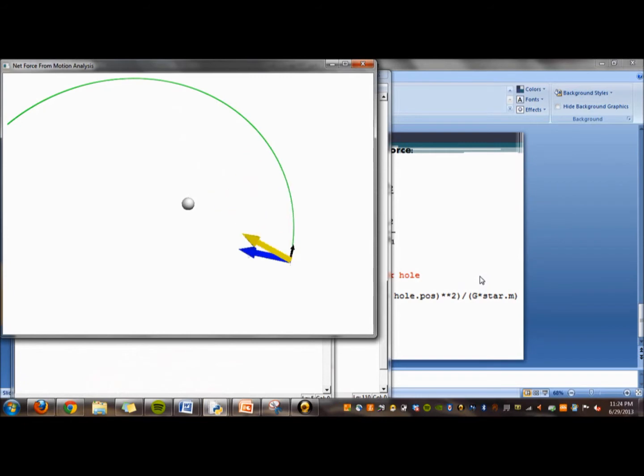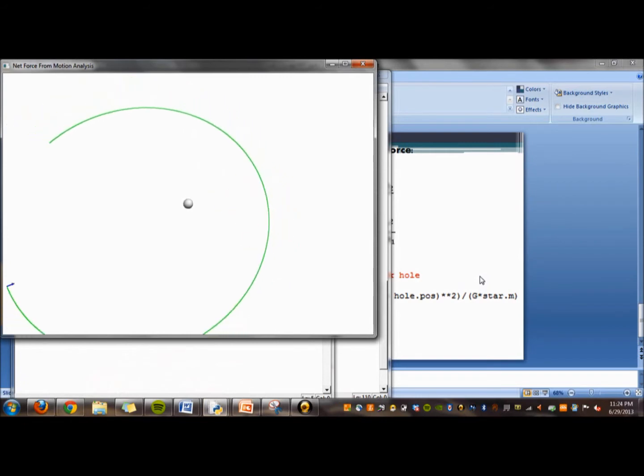We can see all of the components of the net force. F net perpendicular always faces the black hole, and F net parallel follows the direction of motion. The net momentum and its components only differ from the net force and its components in the way that they are calculated. Numerically, they are the same values.